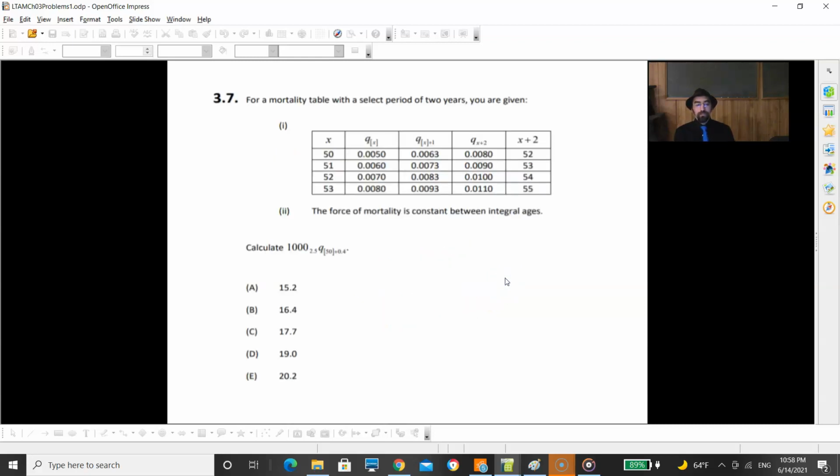Lastly, problem 3.7. For a mortality table with a select period of 2 years, you're given an excerpt from the table, and now they're asking about constant force of mortality. Calculate 1,000 2.5q selected at 50 plus 0.4. Again, how old is the person now? Person is 50.4, selected at age 50, so you're somewhere between here and here.